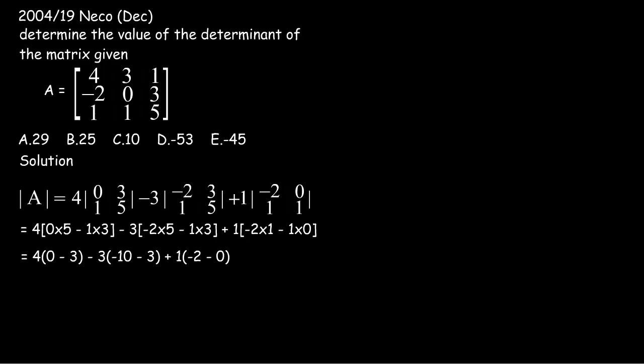3, plus 1 in brackets minus 2 minus 0, which will be equals to 4 in brackets minus 3, minus 3 in brackets minus 13, plus 1 in brackets minus 2. Opening up our bracket to be equals to minus 12 minus 39 minus 2, which is equals to minus 53, and our correct option is D.